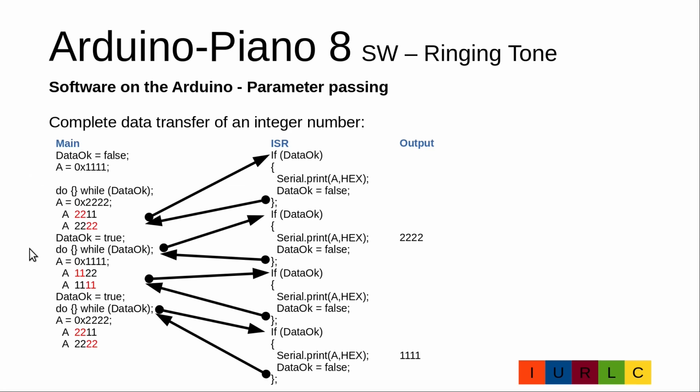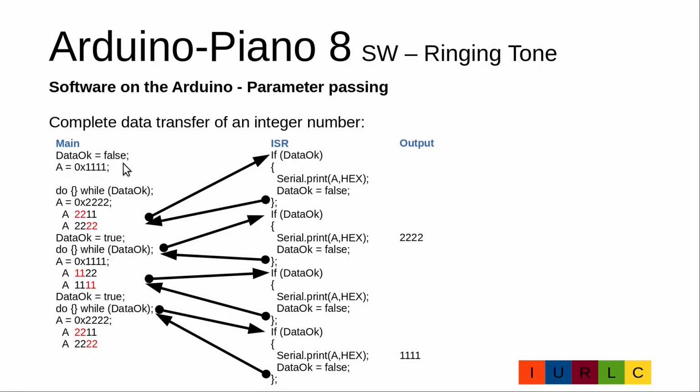We have here the main program flow. Here is a call of the interrupt service routine. And here is the output of the interrupt service routine. dataOK is our flag variable. If dataOK is false, a new value can be loaded into the variable a. If dataOK is true, a complete value is in variable a and the interrupt service routine can output the value. We initialize dataOK with false and a with 1111.